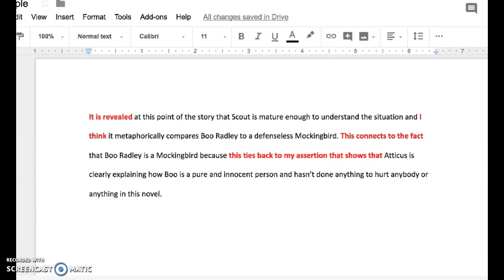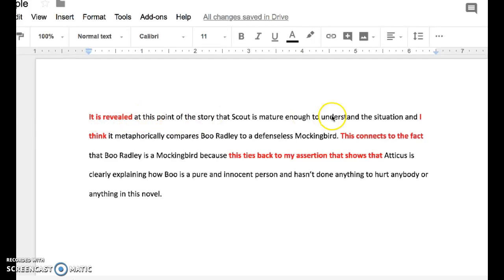When writing your essay, it's important to get rid of extra words that are not necessary to the text. Here's an example. "It is revealed at this point in the story that Scott is mature enough to understand the situation, and I think it metaphorically compares Boo Radley to a defenseless mockingbird." The best way to get rid of this is just to get rid of all the extra words.